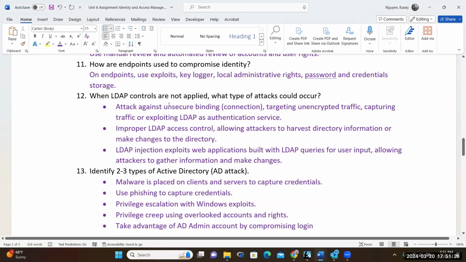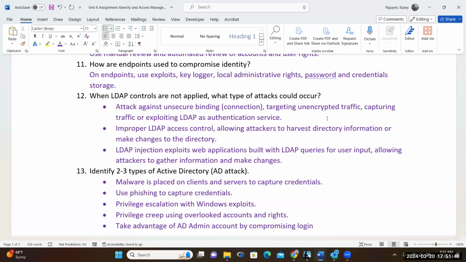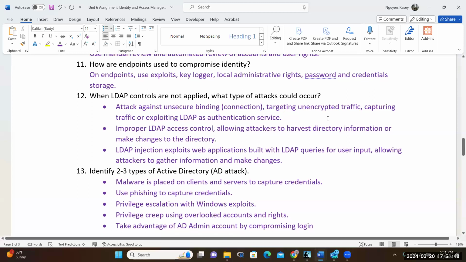Binding is used in a hierarchical manner where you might have domains talking to other domains. And also when you reconfigure, the connection between the servers requires binding. And so you always want to make sure you have secure binding. Your traffic should always be encrypted, because if you have unencrypted traffic, that could be causing risk. It is a vulnerability.